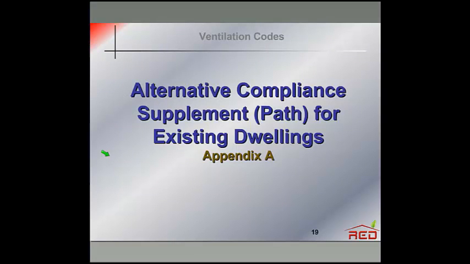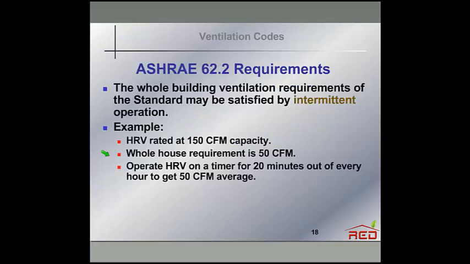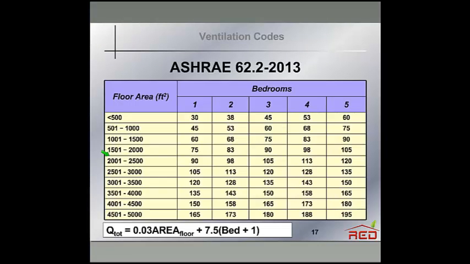Rick? Yes, Pete. There's a question about, and it's kind of inside baseball, but is there any discussion or rationale for the change in the formula for the required CFM between the 2010 and the 2013 version? One of the guests is talking about the 0.01 area in the formula for 2010 changing to 0.03 area in the 2013.